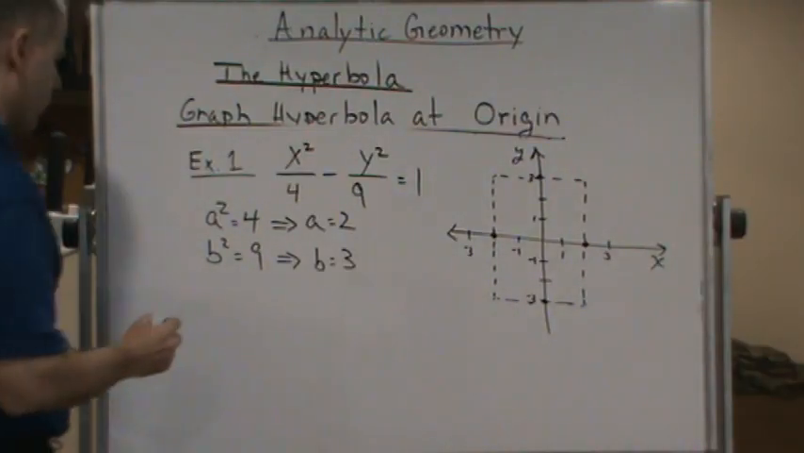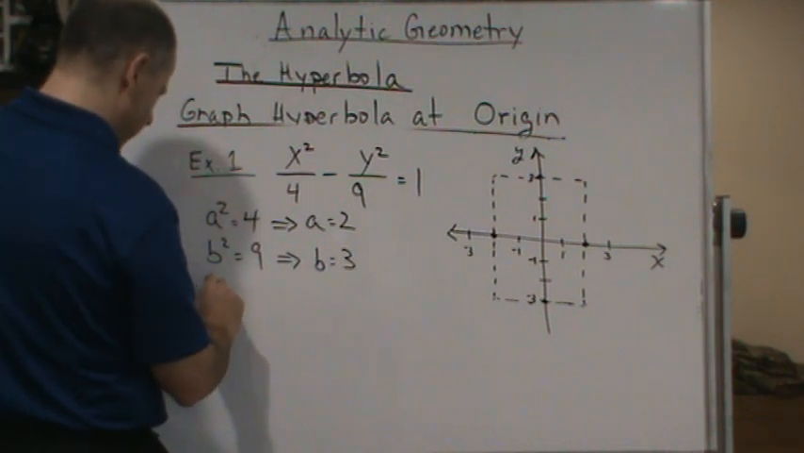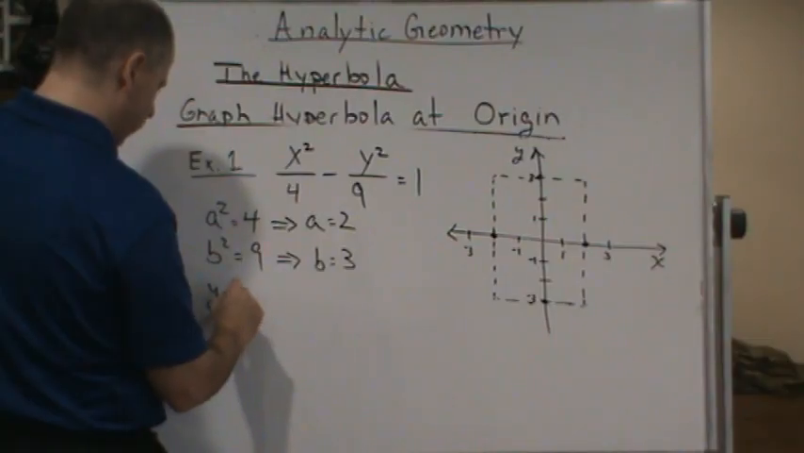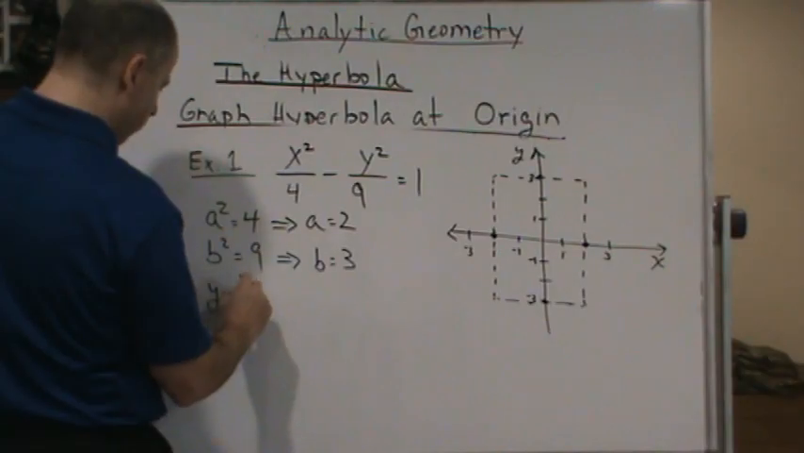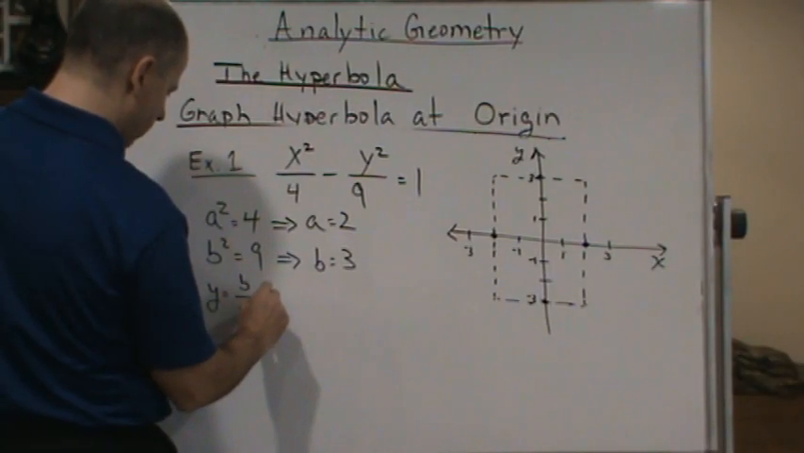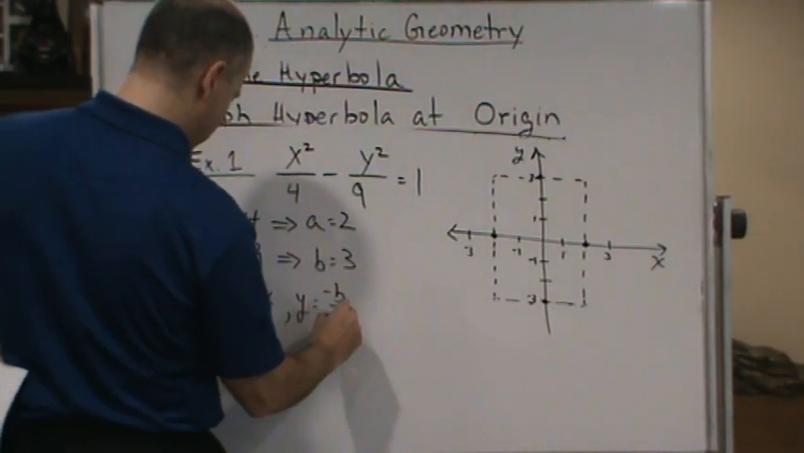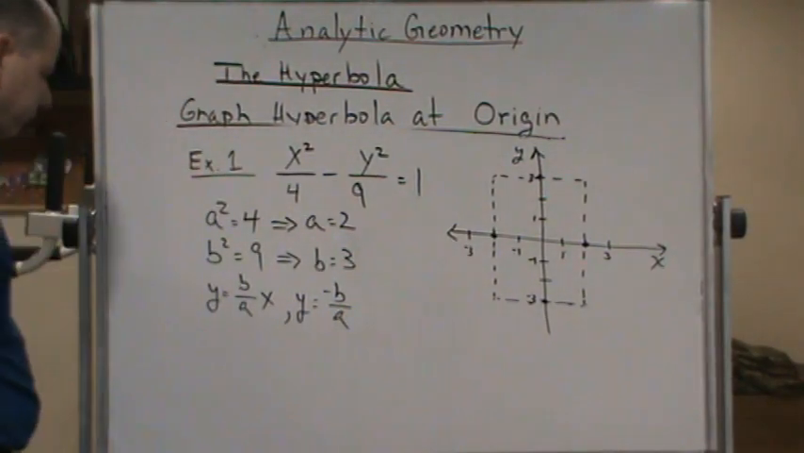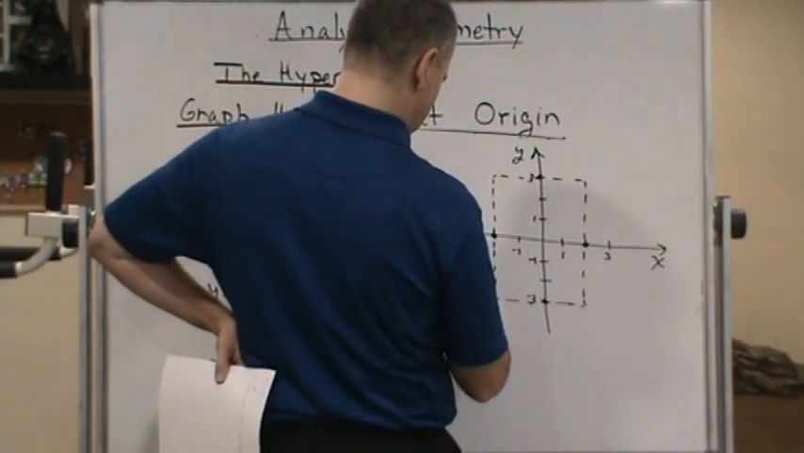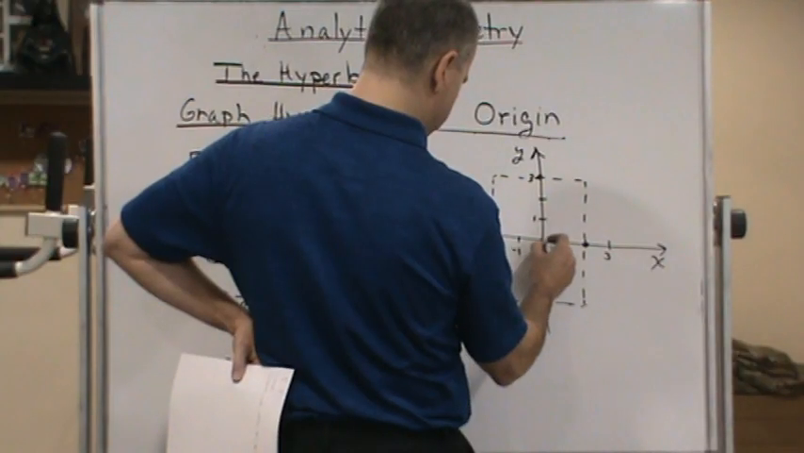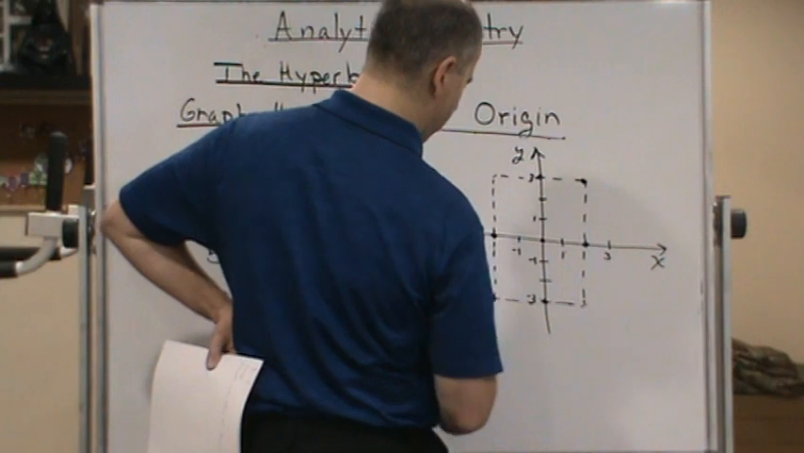Now the other thing too is remember the equations of the asymptotes are going to be y equals B over A x, and y equals negative B over A x. Okay? So 3 over 2. So if we go up 3, 2, boom. 3, 2, boom. So remember, it always goes through the corners of the box.